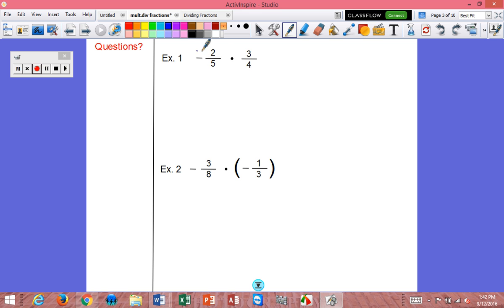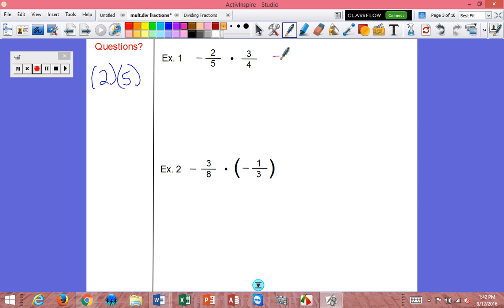Example 1, we have -2/5 times 3/4. Keep in mind when you see a little dot like that, that means to multiply. If you ever see something like this, you see two numbers right next to each other and there is not a symbol in between them, it means we multiply.